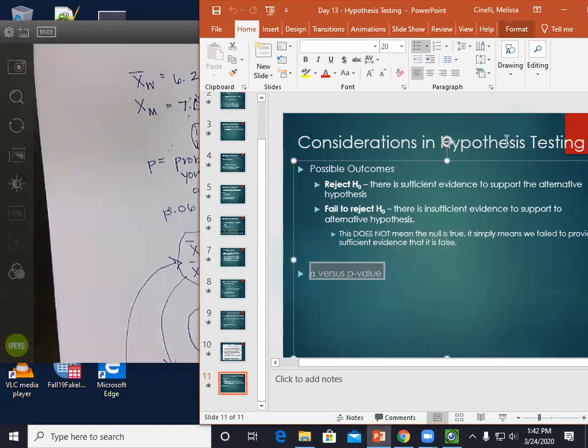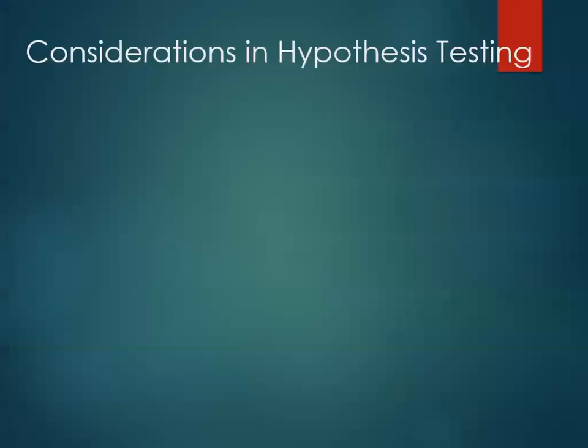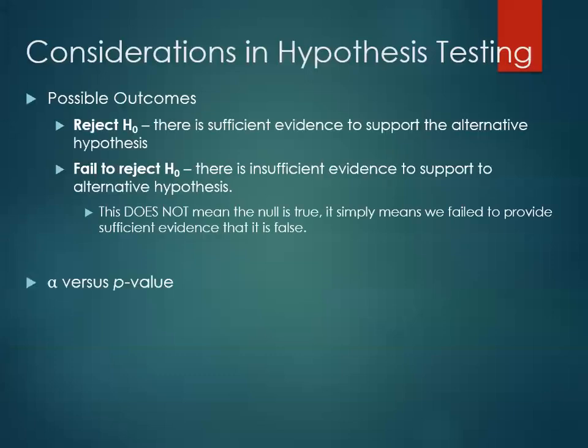When we have these possible outcomes of rejecting and failing to reject the null hypothesis, we have to use our p-value and compare it to alpha to decide if we're going to reject or fail to reject. Importantly, as I was mentioning with the legal sort of metaphor, if we fail to reject the null hypothesis, this does not mean the null is true. It simply means we didn't have enough evidence to suggest that it was false.